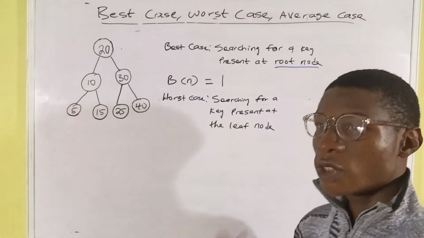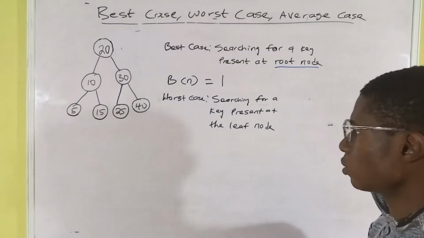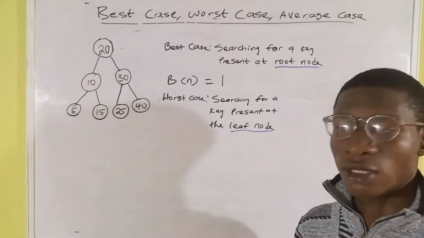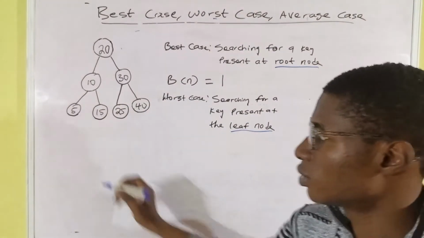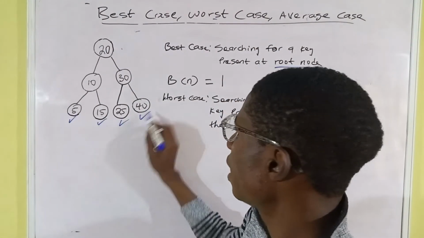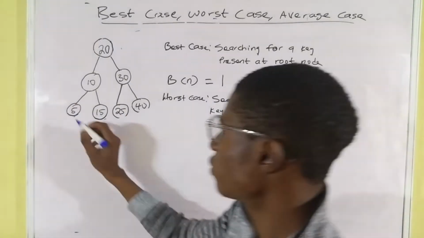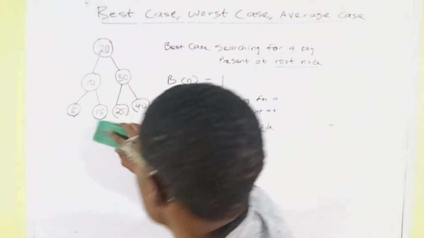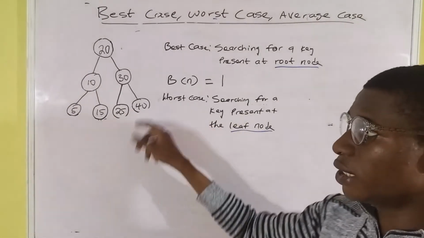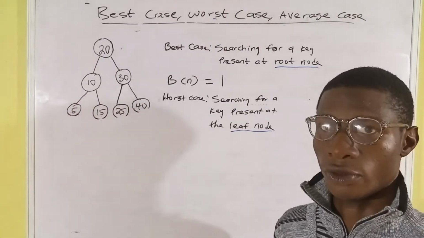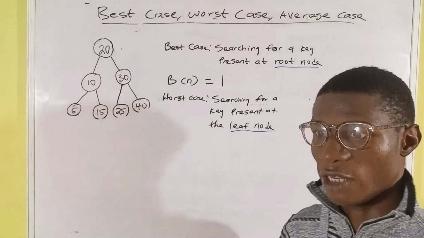The worst case is when you are searching for a key that is present at the leaf node. So searching for a key present at the leaf node is the worst case scenario. So what is a leaf node? A leaf node is a node without a child. So in this case, these nodes, the last nodes here, they don't have a child, right? You don't have something like this, right? So they are the last nodes in the tree. So these are the leaf nodes. Whenever you are searching for a key that exists in a leaf node, that is the worst case scenario. So for example, if you are searching for 15, 25, or 40, all these are worst case scenarios in a binary search tree.